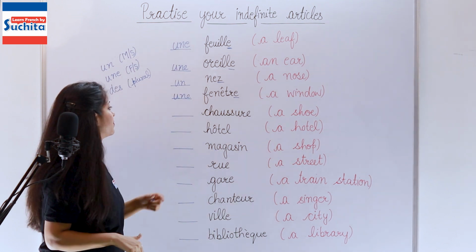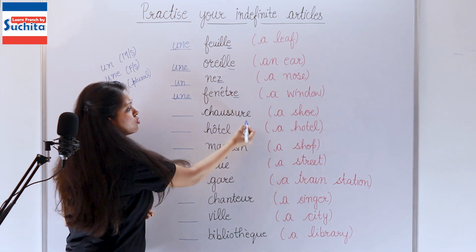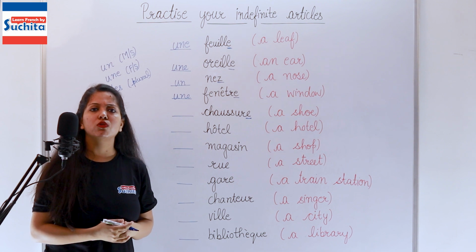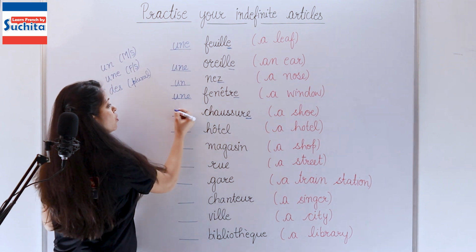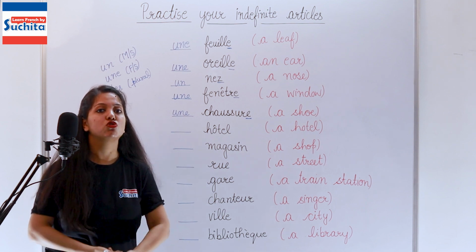Très, très bien. Allez, chaussure. Un chaussure, une chaussure. Une chaussure. Ending with E. So we say une chaussure.